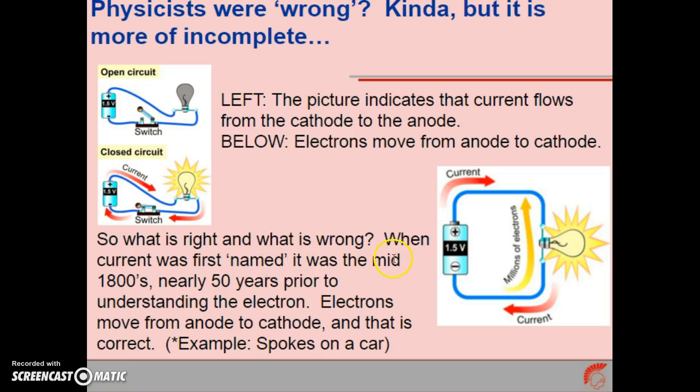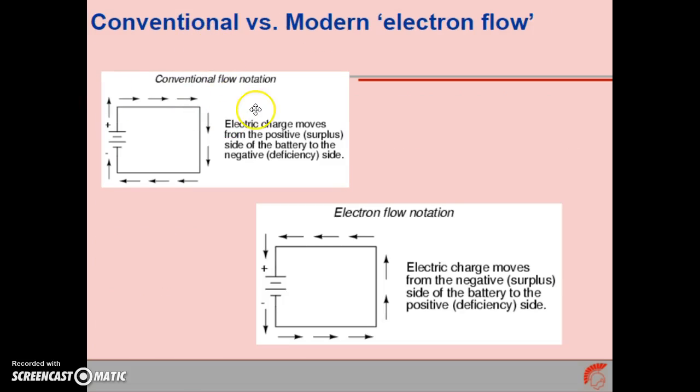When current was first named, it was in the mid-1800s, 50 years prior to understanding the electron. And electrons move from anode to cathode. And that is correct. And we'll talk about this analogy of spokes in a car. So we'll go with this version here, which is called the conventional diagram. But really, the modern electron flow is actually correct.